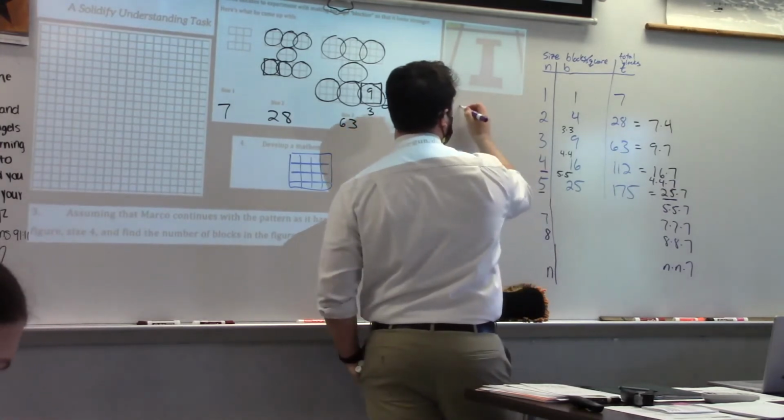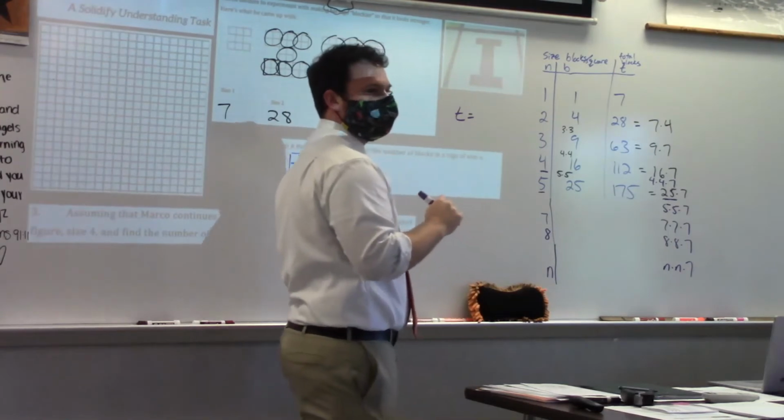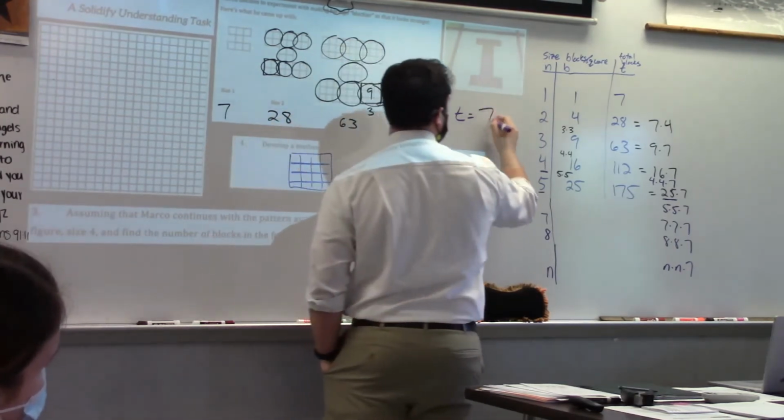So the total number of blocks would equal what? How would I write that expression? 7n squared.